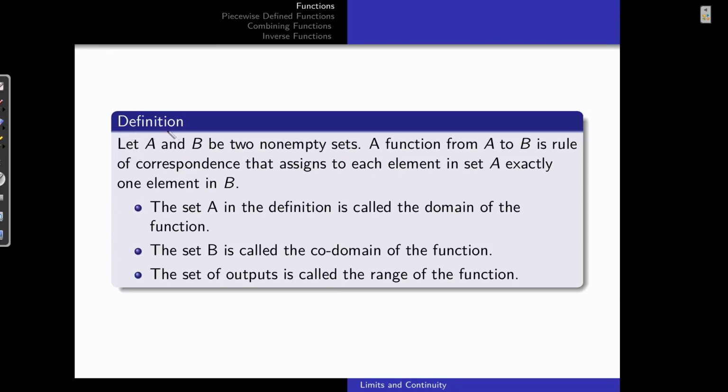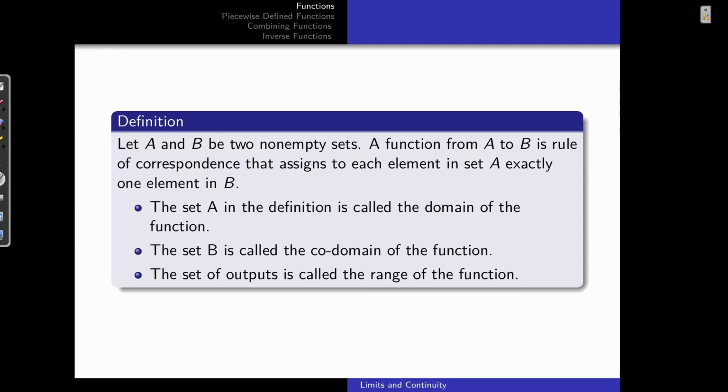In the last video we discussed the definition of a function. Given two non-empty sets A and B, a function from A to B is a rule of correspondence that assigns to each element in set A exactly one element in set B. So we observe that each element having an assignment is important, and each element going to exactly one element is also important in deciding whether a rule is a function or not.